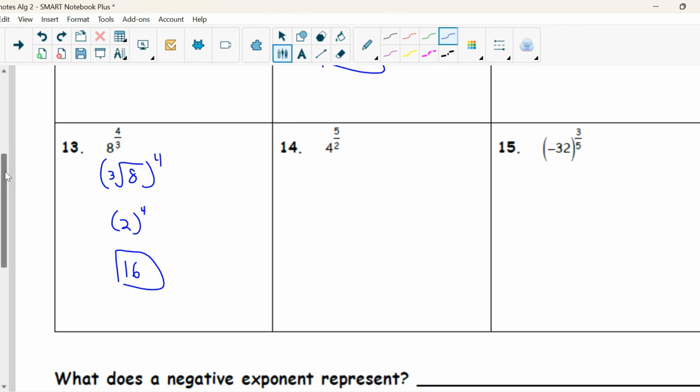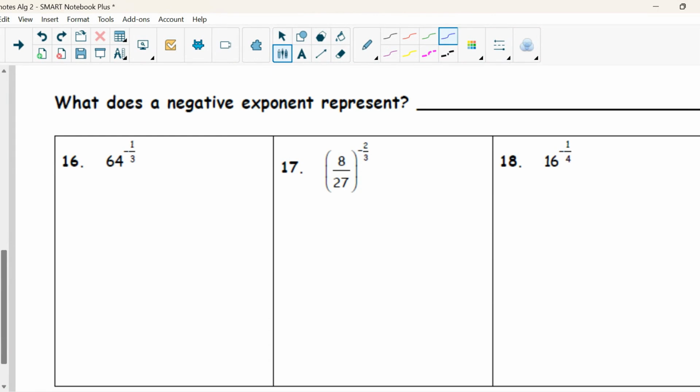So the final section here, this is a bit of review. What does a negative exponent represent? Well, a negative exponent is a reciprocal. Okay, so whenever you see a negative exponent, I would flip it as a reciprocal right away. So 64 to the negative 1/3 is the same as saying 1 over 64 to the 1/3 power. Then we're going to simplify this exactly like we did up above. So that's the same as saying 1 over, 3 is our index, so the cube root of 64 to the first power, so it doesn't really change anything.